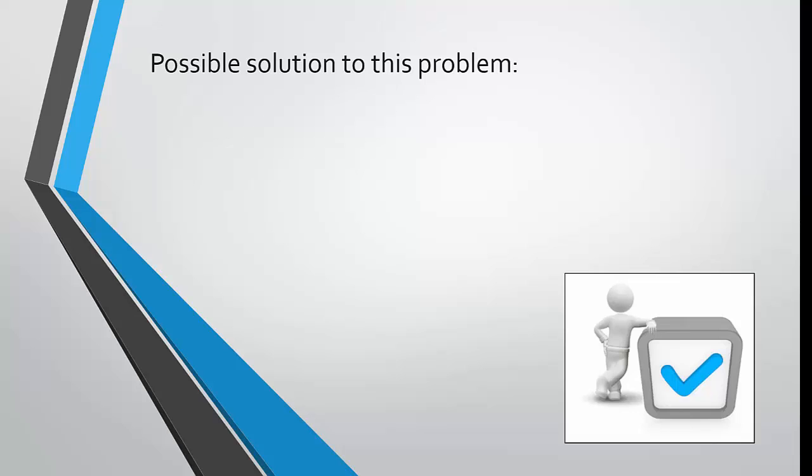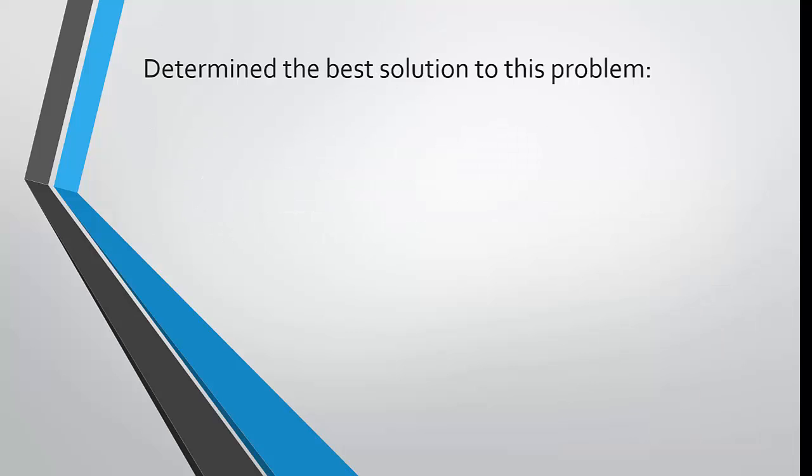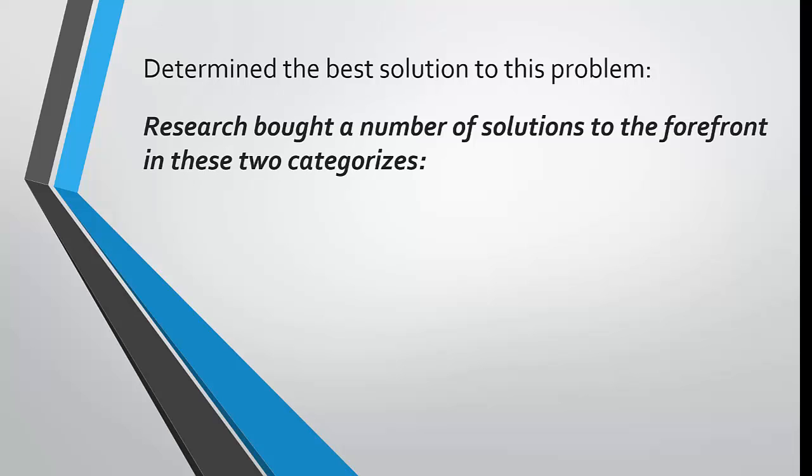Therefore, the solution to the problem is to provide tools that enable students to become digital citizens, along with the medium needed to communicate to those students the tools that are available to them, and how to access and utilize those tools. What tools work best for this non-traditional student population, along with how to communicate and access these tools? In Module 2, there were a number of approaches to these two categories, tools and communication. Each was reviewed and studied using pros and cons to determine the most effective solution to the problem.